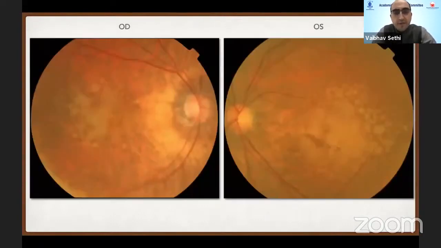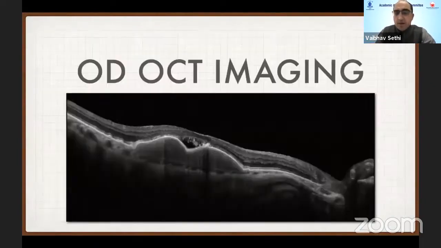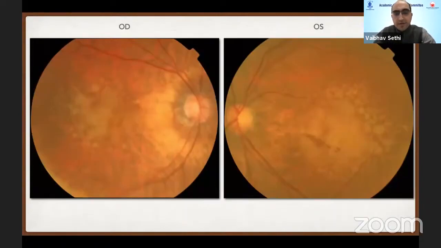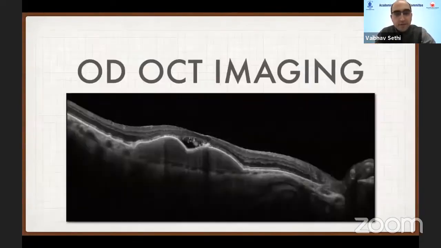This was the fundus picture in both the eyes. The fundus at the macula showed large confluent drusen and also drusenoid pigment epithelial detachments and overlying pigment mottling and pigment changes in both the eyes. However, there was no evidence of hemorrhage or exudation on clinical examination.